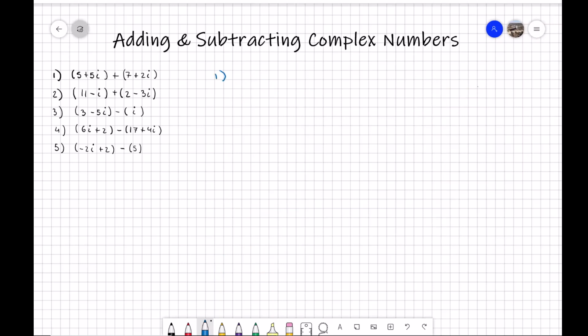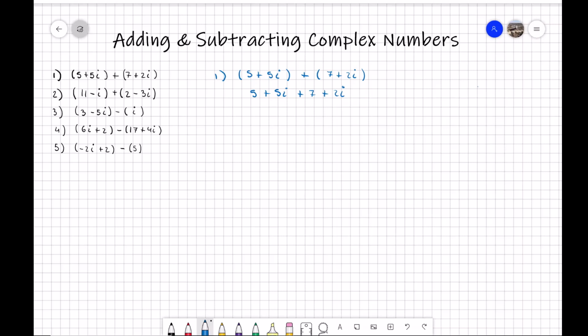Okay, now that we know what a complex number is, we can start with the exercises. We have (5 + 5i) plus (7 + 2i). If we want to add two complex numbers, all we have to do is something similar to when we add equations, like if we had an x. This is just like an equation.